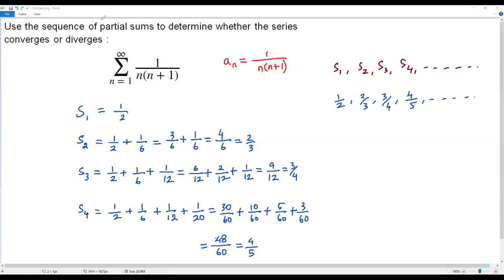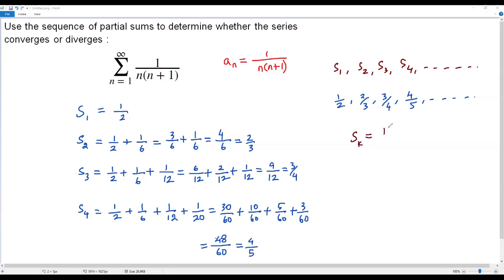Now let's try to get an explicit formula for this sequence. When I look at the first term, the denominator 2 is exactly 1 greater than the numerator 1. Let's see if we have the same pattern in the second term as well. Yes, the denominator 3 is exactly 1 greater than the numerator 2, and we have the same thing in the third term. The denominator 4 is exactly 1 greater than the numerator 3, and this 5 is exactly 1 greater than the numerator 4. So we can write the explicit formula for the kth partial sum, that is Sk.